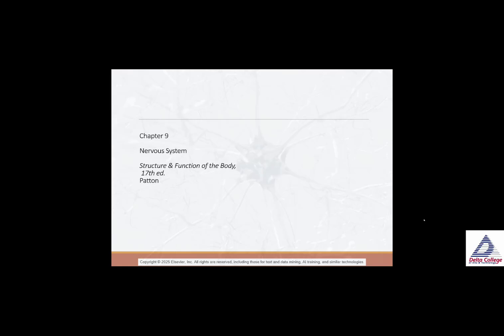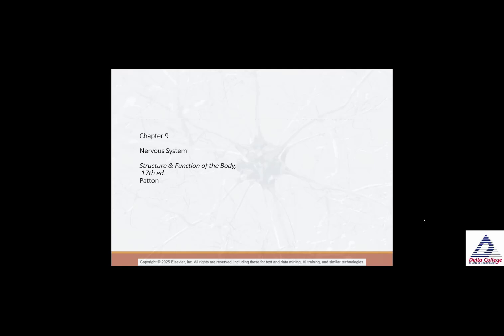The system as a whole consists of two principal divisions. So under the nervous system, you have the central nervous system, or the CNS, and then you also have the peripheral nervous system, PNS. And it's called peripheral because it's the nerves that extend to the outlying or peripheral parts of the body.